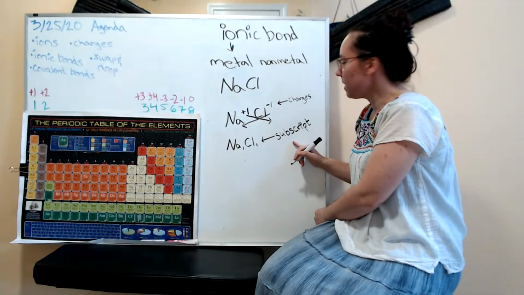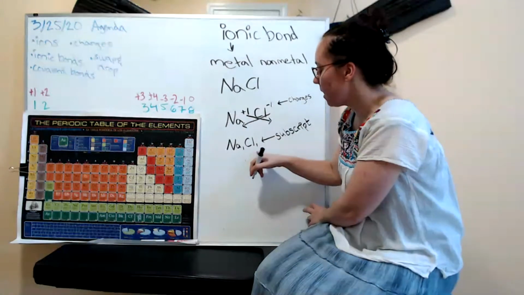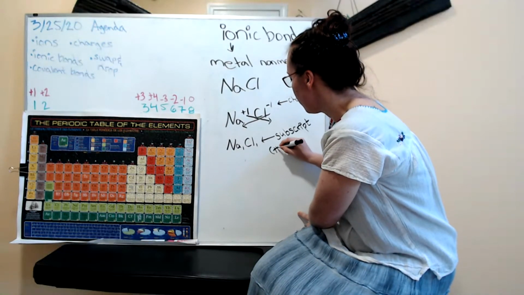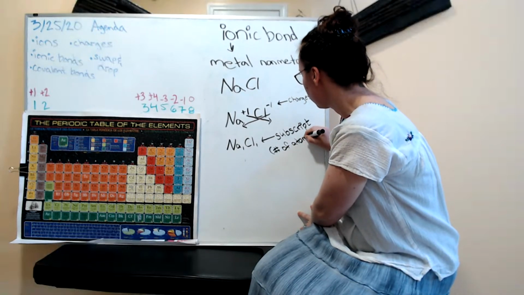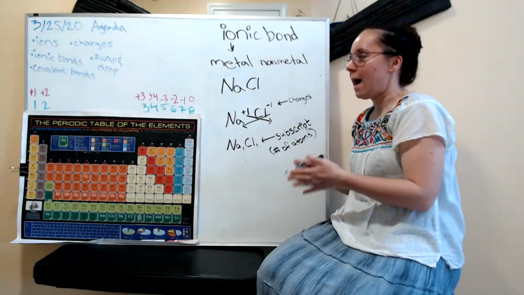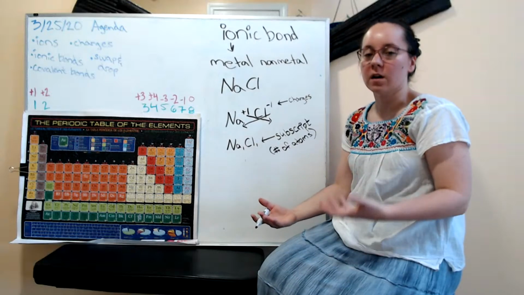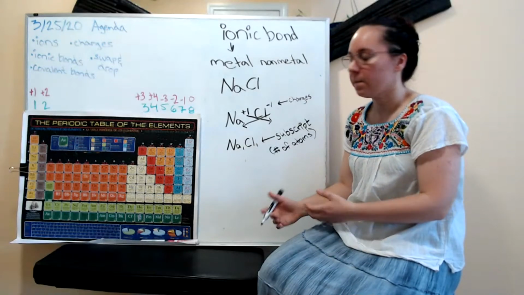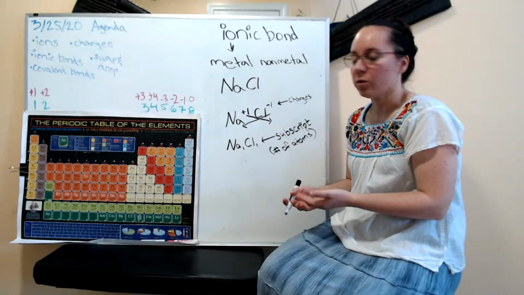But the subscript is not the same thing as a charge, okay? So when we're talking about subscripts, now we're talking about number of atoms. Now we're getting into ratios. So how many atoms of one element do we need compared to the number of atoms from the other element, okay? So notice that for NaCl, the number is 1 in both cases.